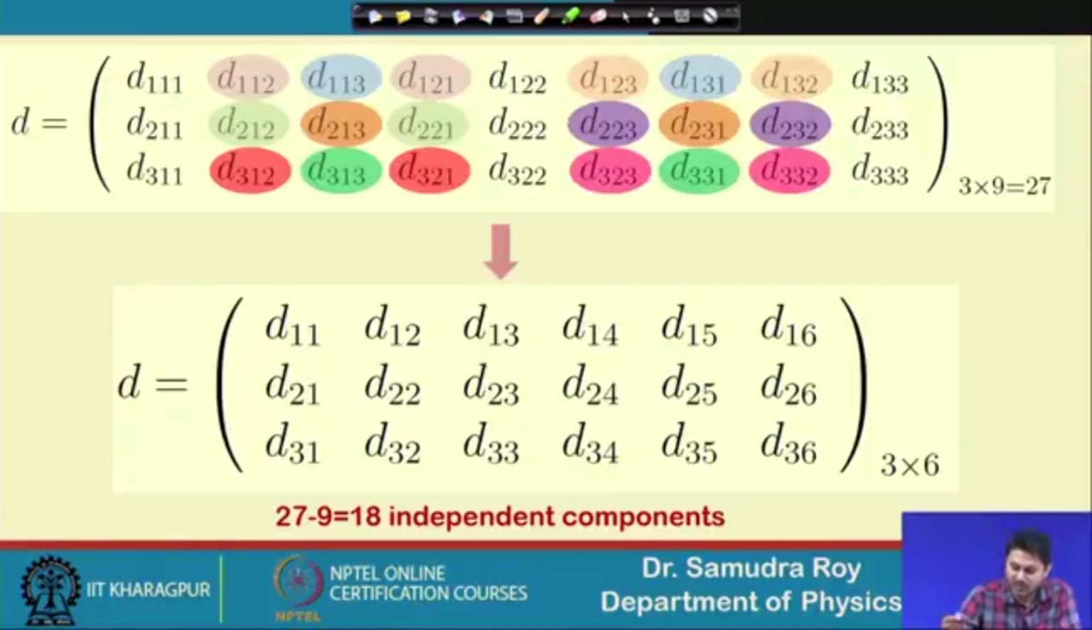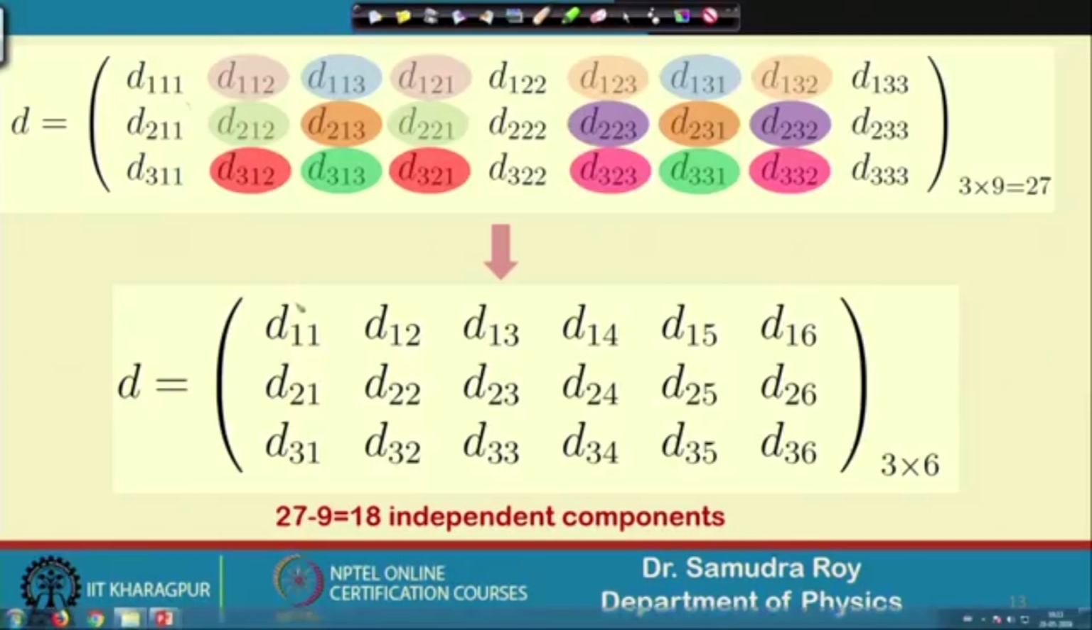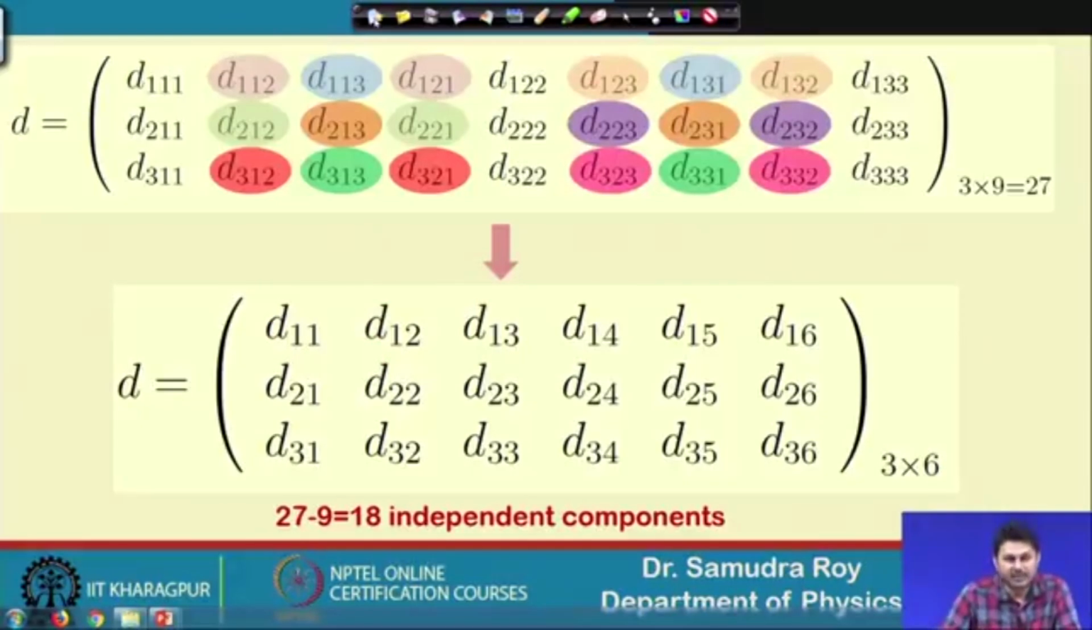Once we have this contraction, the D matrix becomes more compact, and this is the final compact form of the D matrix. Initially we have 27 components, and now we have 18 different components. So, here we have 1 2, 1 3, 1 4, then 2 1, 2 2, 2 3, 2 4. The interesting thing is that previously we had 27 components. Now, after using this permutation symmetry and then contracting the indices, it reduces to 18 different components. So, this is the compact form of the D matrix.